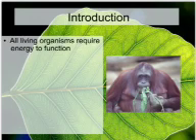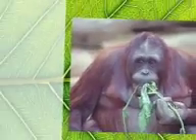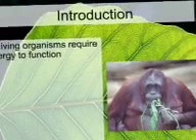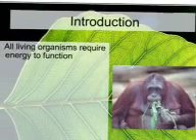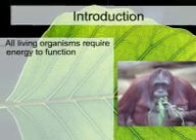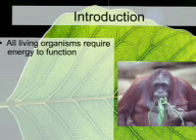So, a little background and information. Every living thing, like this guy right here, has to have energy. That's an orangutan. Orangutans are vegetarians. He's eating little veggies. It has to have food. All living things require energy to function.